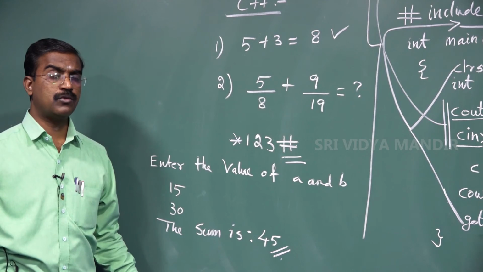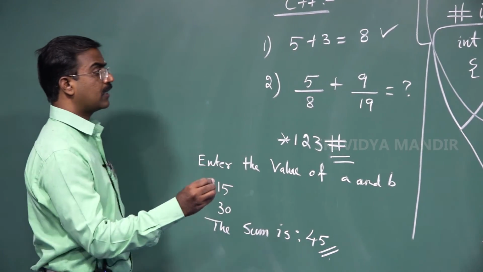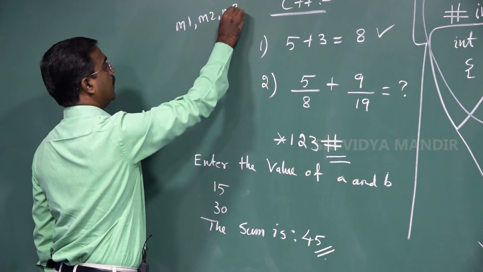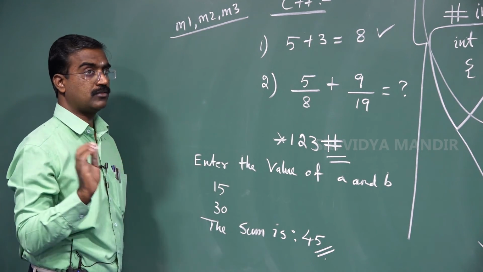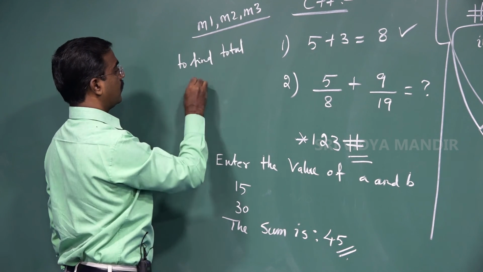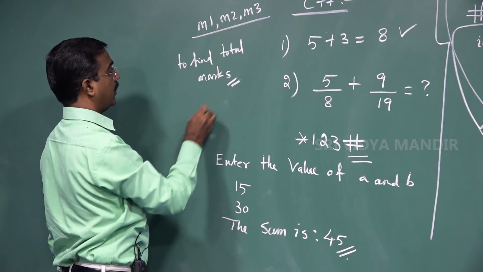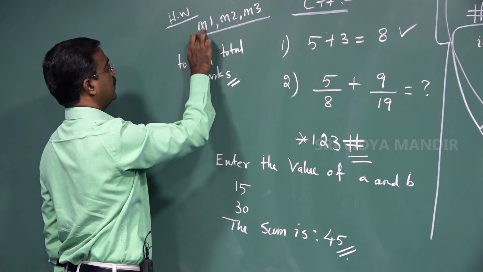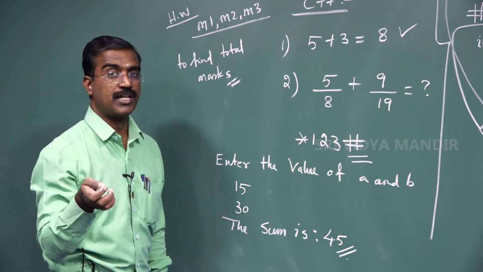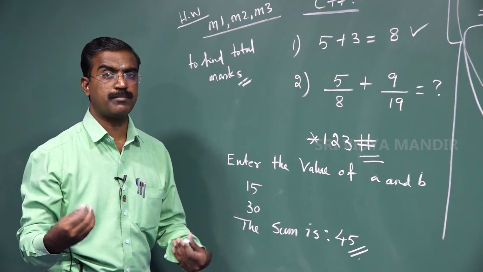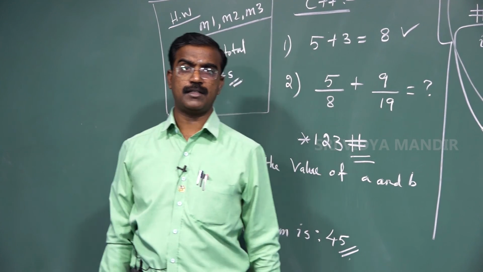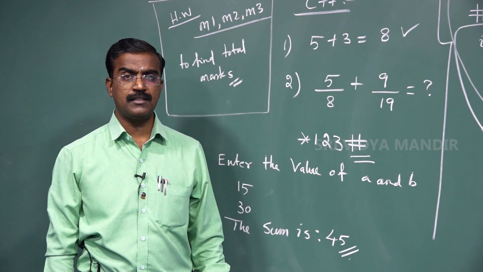Now I will give one homework for you. In your class there are only 3 subjects: M1, M2 and M3, only 3 papers. Write a program to find the total marks of the 3 subjects, M1, M2, M3. We will work it out in this program. Take a photocopy and send it to my personal WhatsApp number. If you have any doubts, come directly to my number and I will help you. I think you can understand clearly. Thank you for this session.